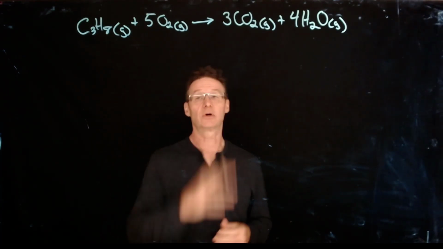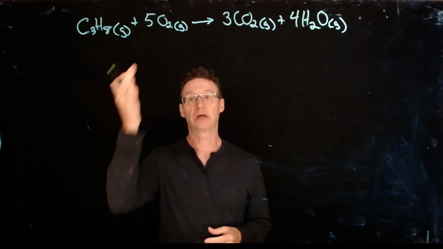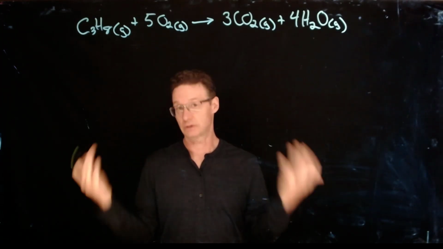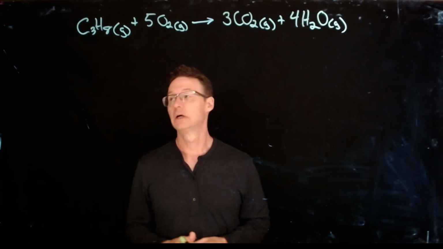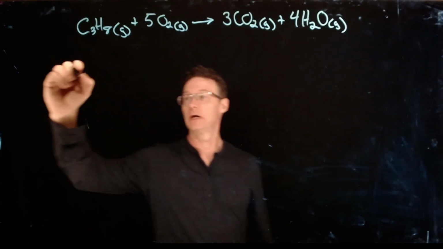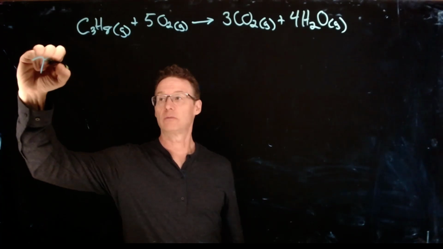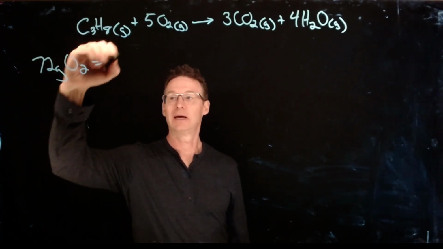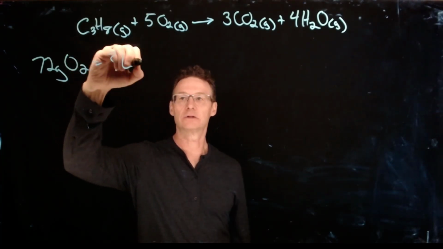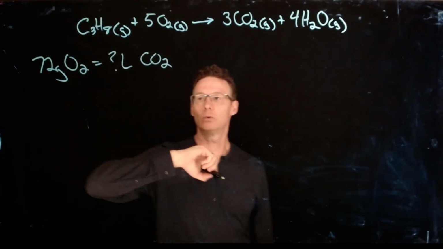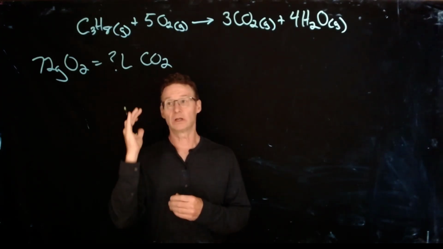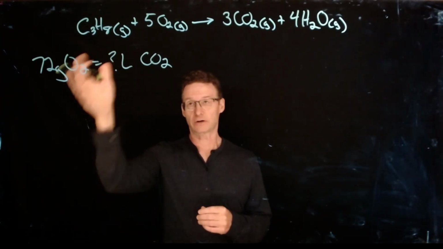I've got a chemical equation up here. This is the reaction of propane and oxygen. It produces carbon dioxide and water. So it's the combustion of propane gas. So we want to know if I burn or combust, react 72 grams of oxygen, how many liters of CO2 would that produce? Okay, so we're assuming that we're going to react all the oxygen we have.